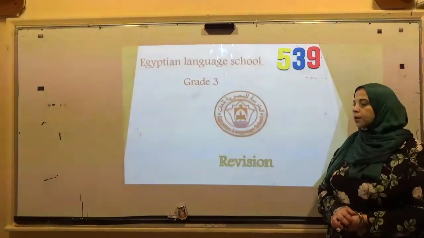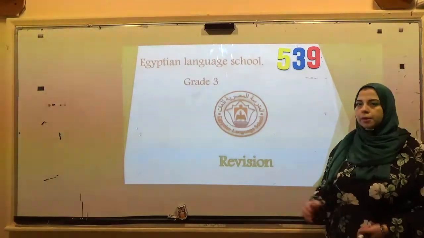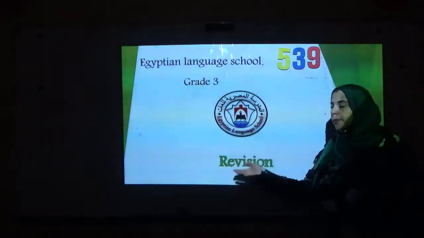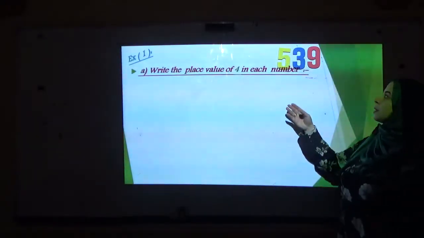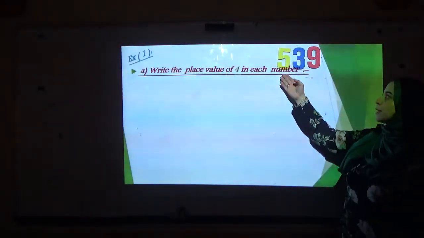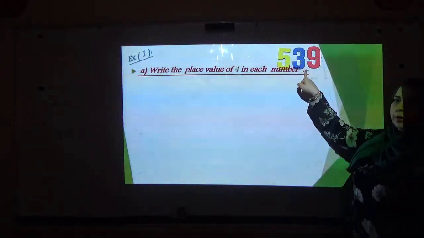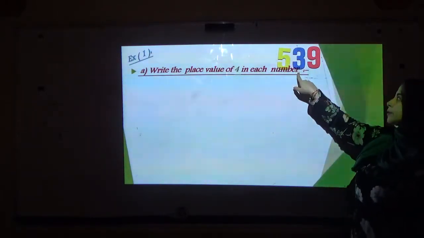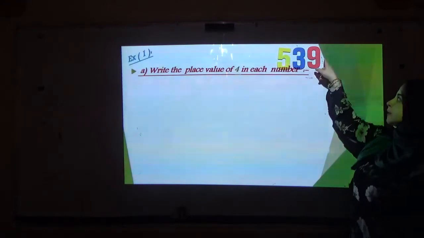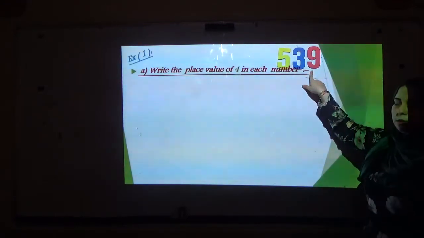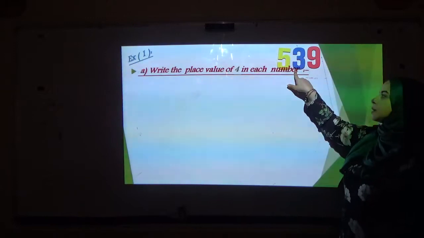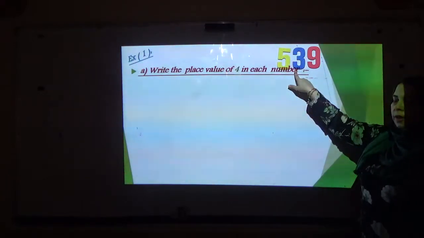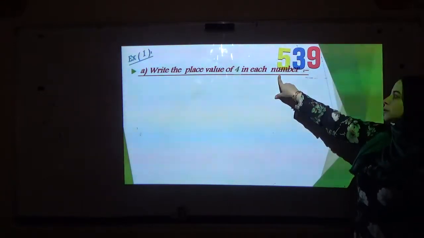Grade 3. Today I will make a revision with you. This number is read as 539. The place value of 9 is ones. The place value of 3 is tens. The place value of 5 is hundreds.